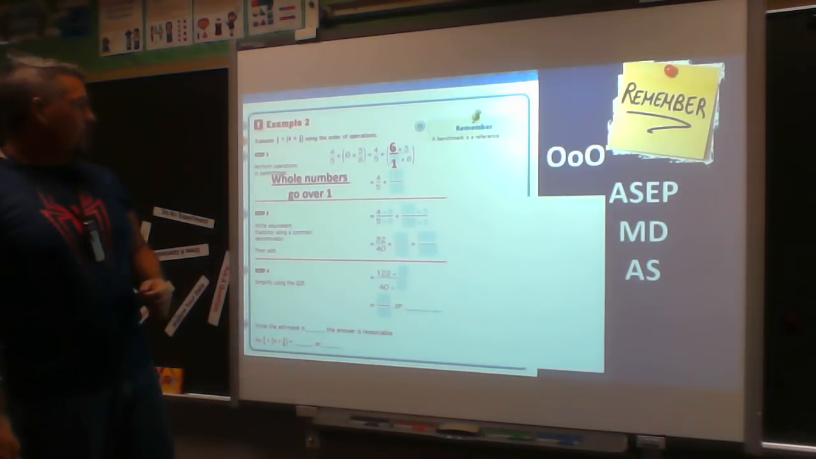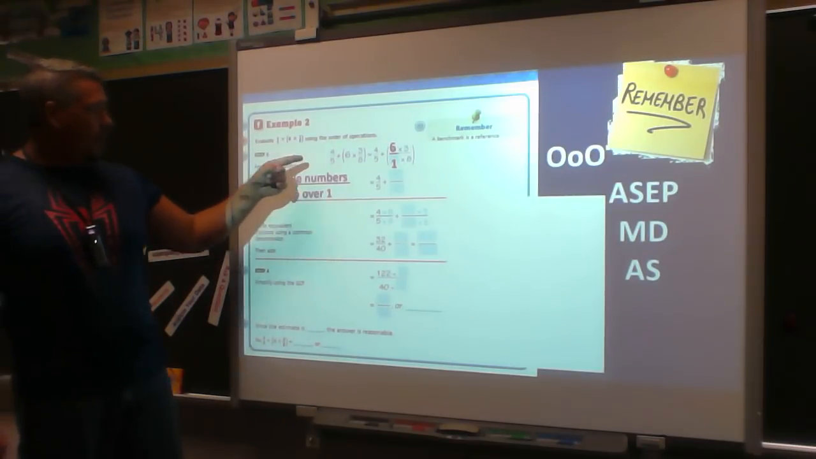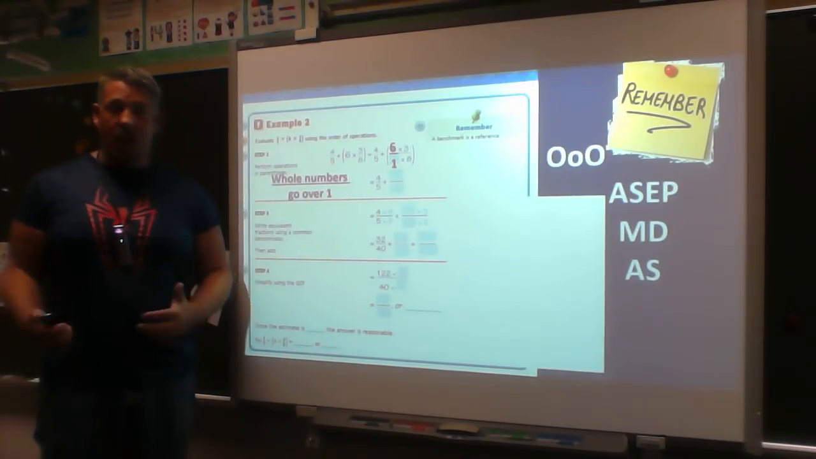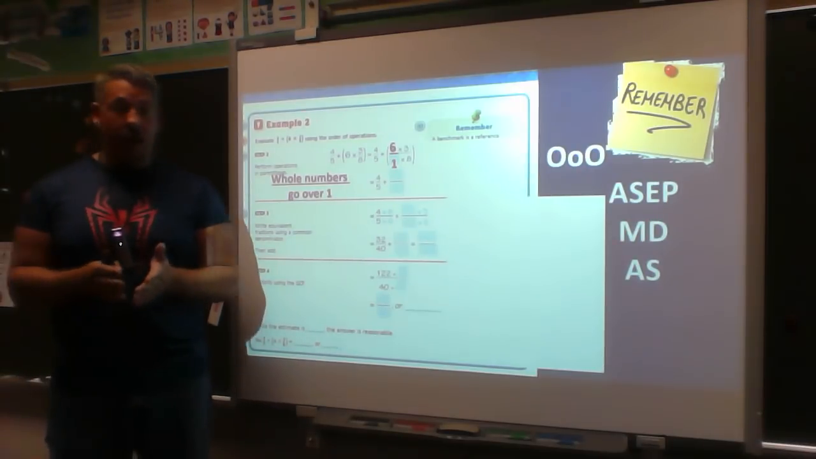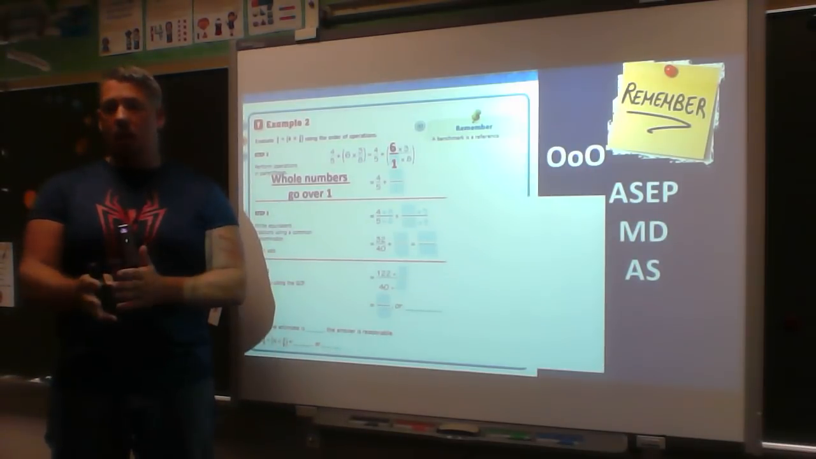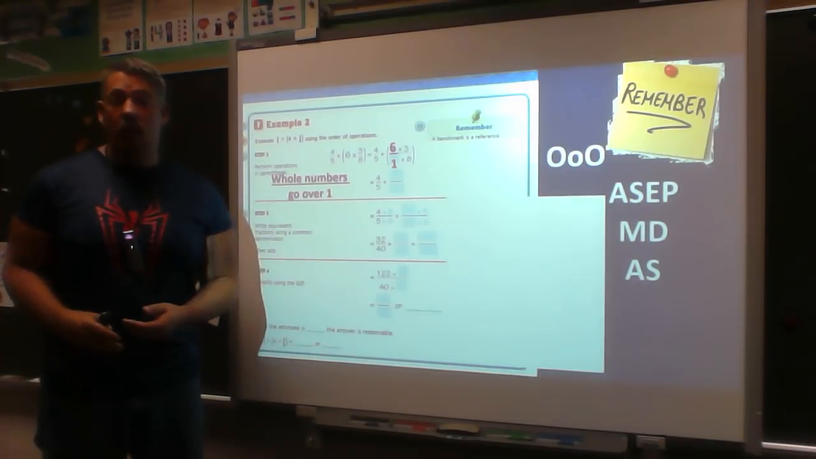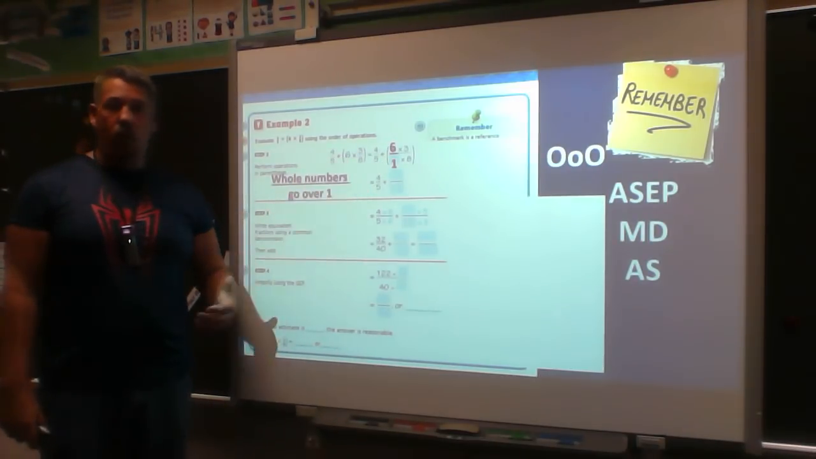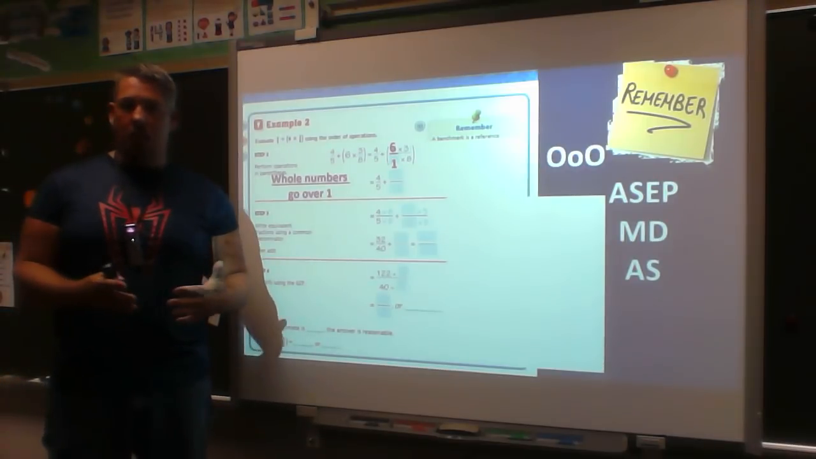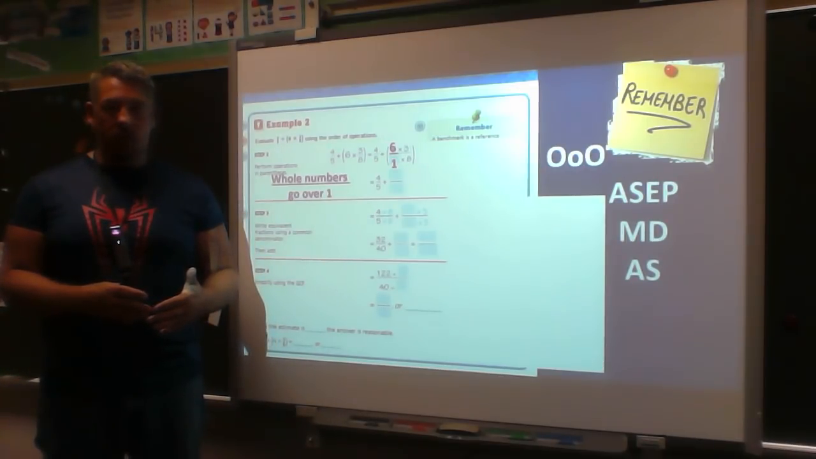Now, when I look at it, I've got a 6, a whole number, inside. So anytime I'm multiplying, not only can I not have a mixed number, I also can't have a whole number. I have to take my 6 and put it over 1. Every whole number goes over 1. Don't confuse it.